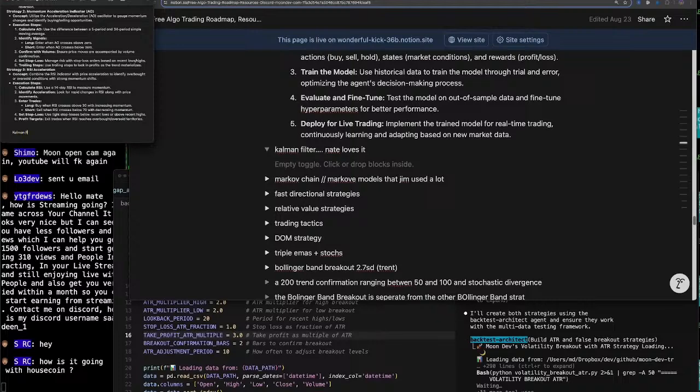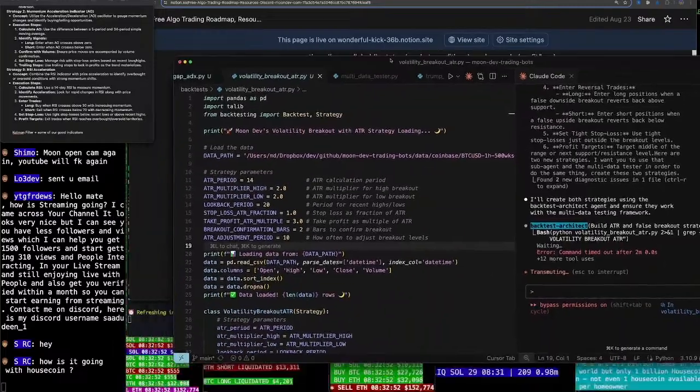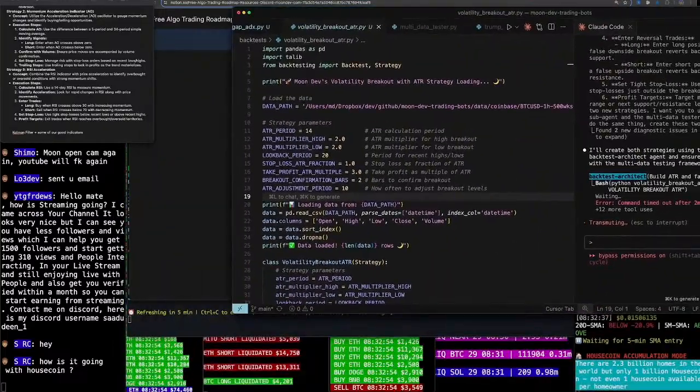Kalman filter plus some of our good indicators. Okay, sick. So what I'm gonna do is launch another one of these, because this process is just too slow.